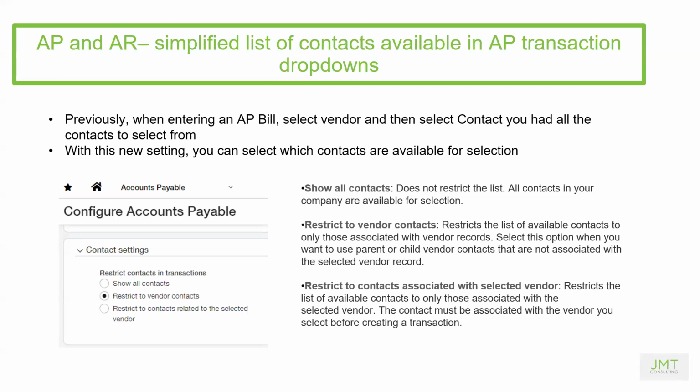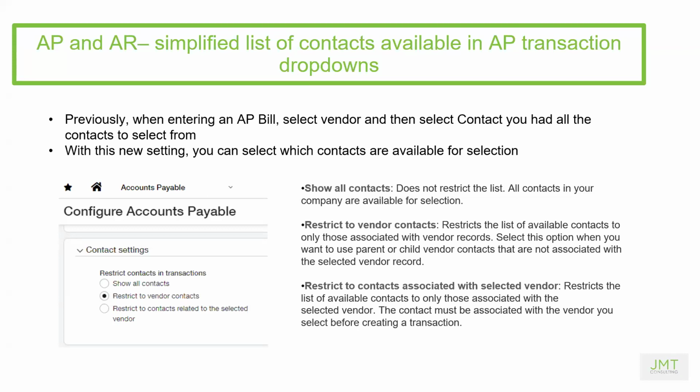Well, there is now a new configuration setting in accounts payable configuration that will allow you to do those selections. And if you go to, and I'm going to show you this within Intacct, if you go to accounts payable and then configuration, one of the new settings is labeled contact settings, and that allows you to restrict contacts in an AP bill transaction to either show all contacts, which is the current behavior. You can restrict it to vendor contacts, or you can restrict it to contacts related to the selected vendor.